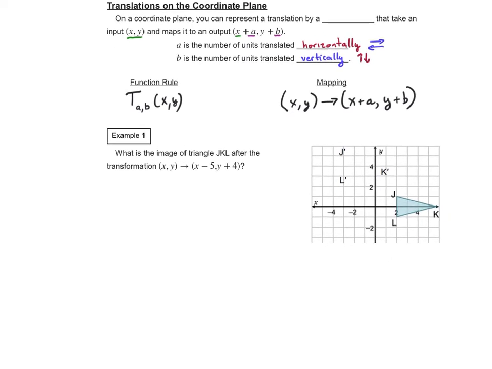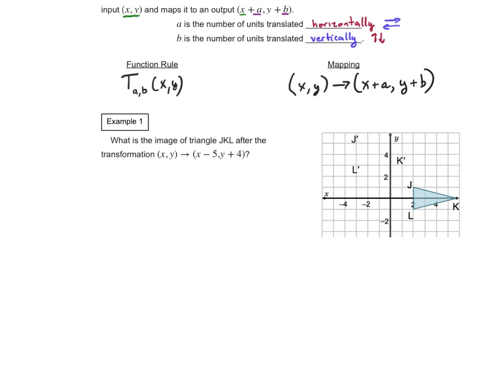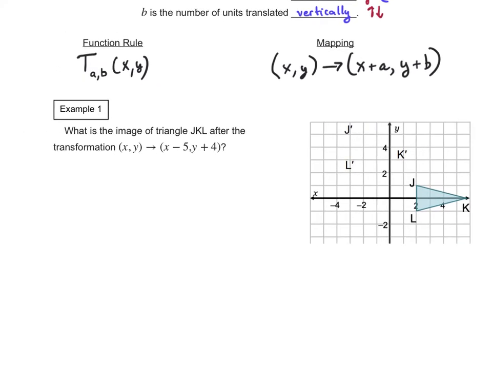We'll do a couple of practices here to show that. Example 1: what is the image of triangle JKL after the transformation of x minus 5 and y plus 4? So we're talking about a translation. We're going to move all of our X values negative 5, so all our points are going to go left 5, and Y is plus 4, or B is 4, so we are going to move up 4.